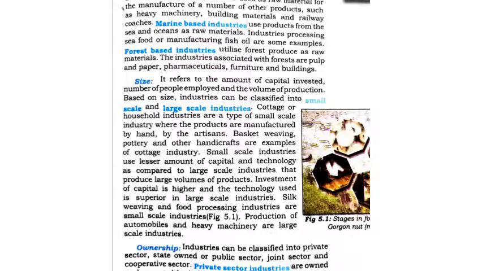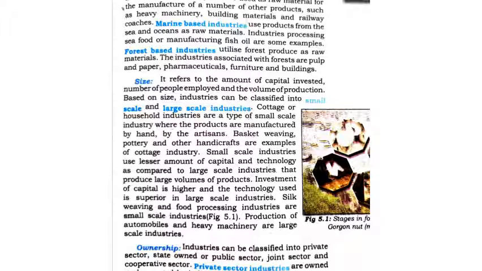So this is the classification on the basis of the size. And in the next class we will discuss the classification of the industry on the basis of the ownership. वहाँ पर classification अलग होगा. So you have to remember all these things. Don't miss it out.